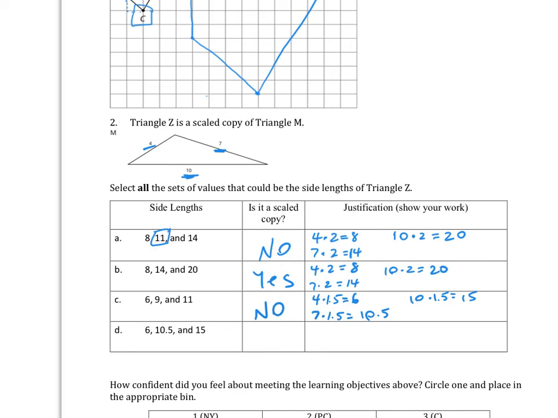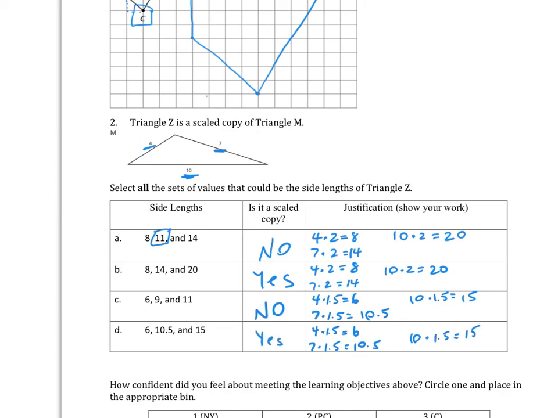Okay, and then finally, last one, 6, 10.5, and 15. Again, we already did that math above. So we have 4 times 1.5 is equal to 6. 7 times 1.5 is 10.5. And 10 times 1.5 is 15, which matches up with all those numbers. So this would be yes.